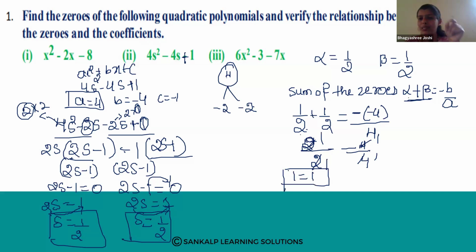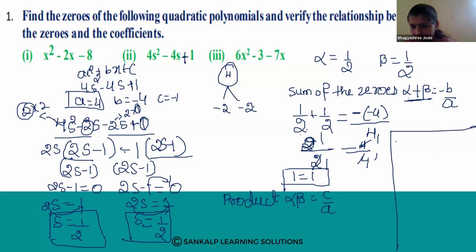So alpha plus beta is equal to minus b divided by a. It is the same. Is it same on both sides? Yes. Next, it is verified. Next, we will check in case of product. That is alpha into beta. Product, alpha into beta is equal to c divided by a. Okay, here I will write alpha value is 1 divided by 2 into beta. Beta is 1 divided by 2. C value is, what is the value of c here, dear children? Minus 1. Okay.